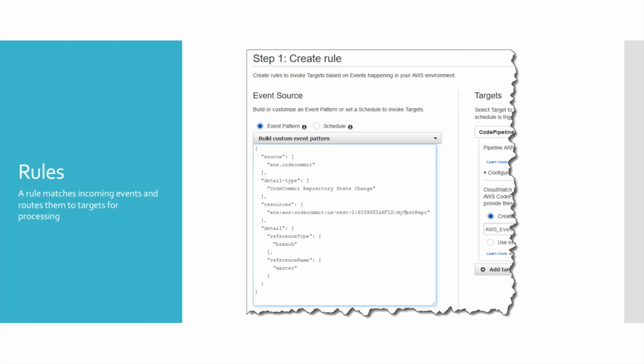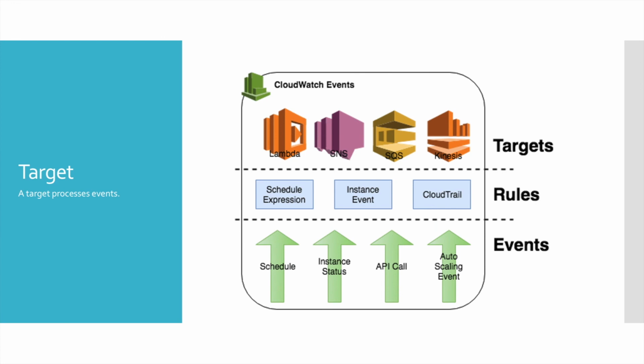In CloudWatch, we can define rules. A rule matches incoming events and routes them to a target for processing. Here we have an example, and in this example, it defines the source and defines the resource and the details. And using such rules can route your events to the target. The target is where to process the events. For example, using Lambda to handle those cron job triggers. To handle such events, we can also use SNS, SQS, or other targets.